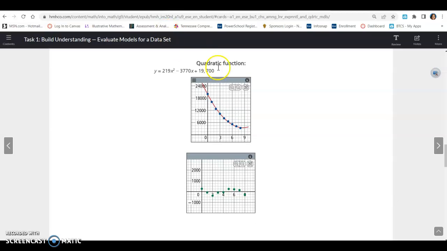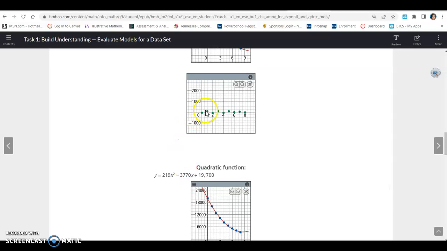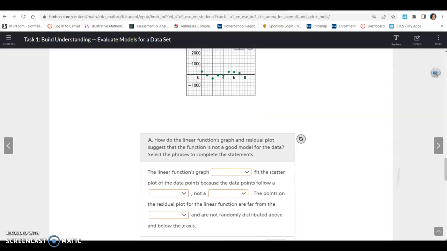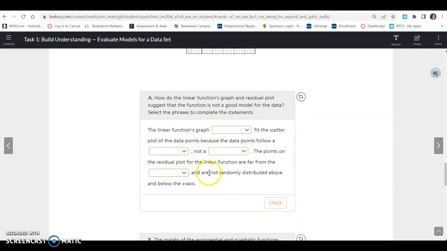They also did a quadratic, and with quadratic, it hits a lot of the points. It looks kind of close. These are a little further from the x-axis. This is an okay model, but it's not as good as the exponential because, again, with the exponential, the residuals are hovering right on that x-axis, which means that's a really good model. All right, so how would you do that?